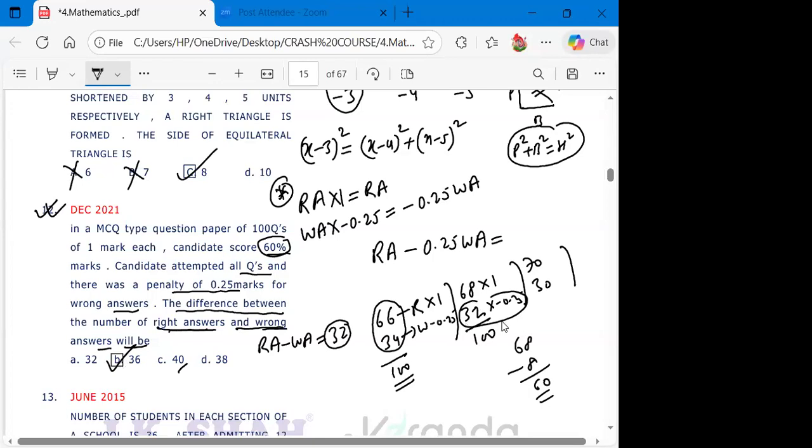If you're finding it difficult to think this way, then I'll show you the equation approach. Don't worry. Should I show you the equation approach also, or is this clear to everyone? They are saying the difference between right and wrong. If the difference is 32, this is the possibility. If the difference is 36, this is the possibility. If the difference is 40, this is the possibility. But this is the only possibility where the score is 60. So the answer will be 36. Just mark it down.